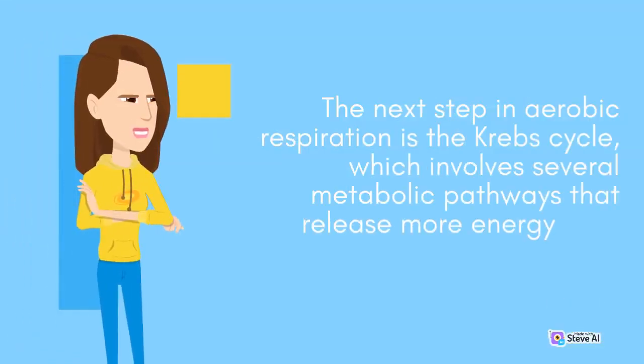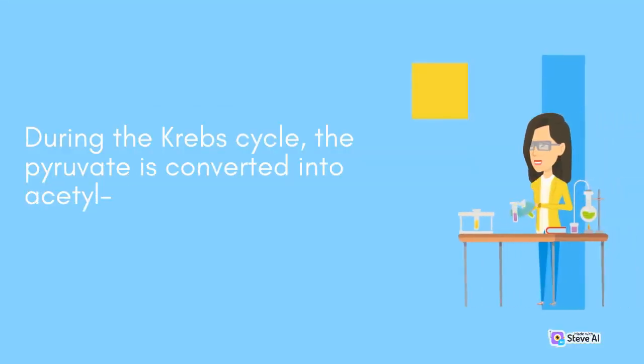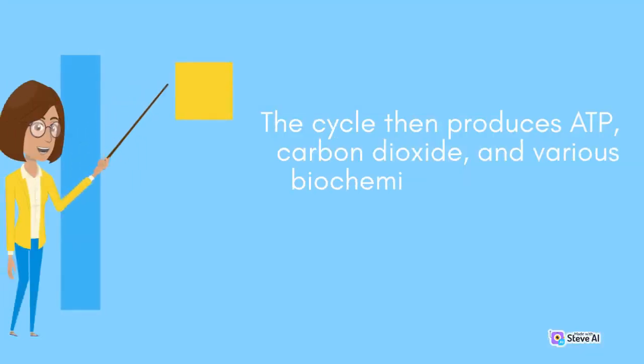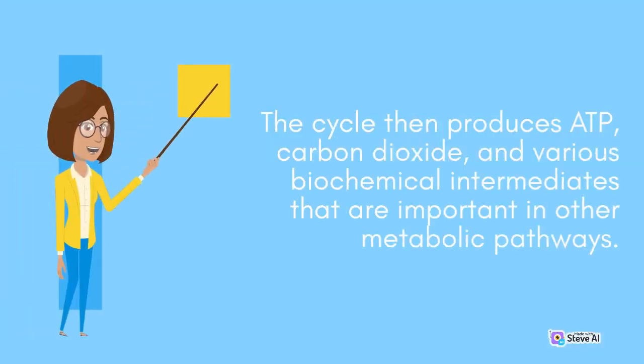The next step in aerobic respiration is the Krebs cycle, which involves several metabolic pathways that release more energy from the pyruvate. During the Krebs cycle, the pyruvate is converted into acetyl-CoA, which enters the cycle. The cycle then produces ATP, carbon dioxide, and various biochemical intermediates that are important in other metabolic pathways.